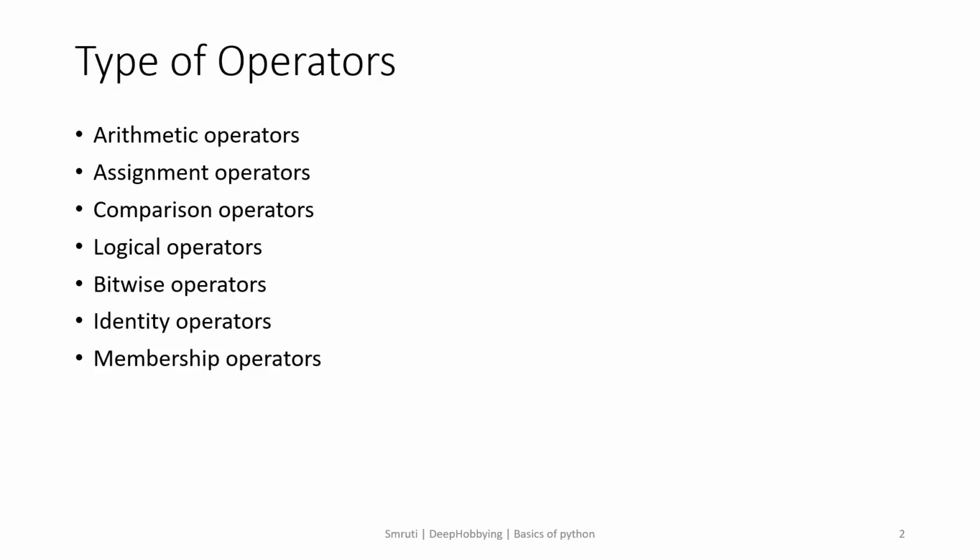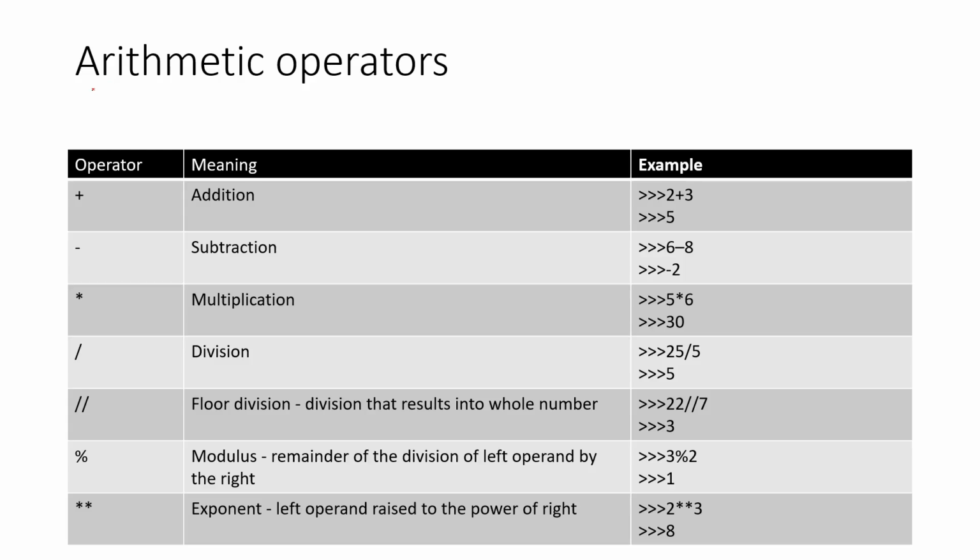There are altogether 7 different types of operators present in Python, and we're going to discuss them one by one. The first set of operators is called arithmetic operators. As the name suggests, these perform arithmetical or mathematical tasks on various data types.